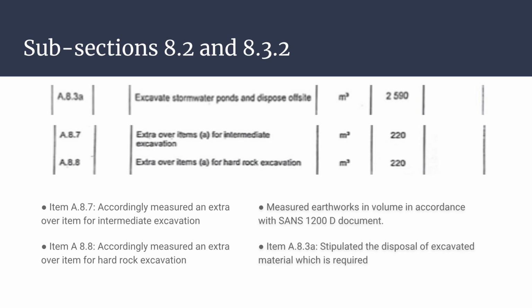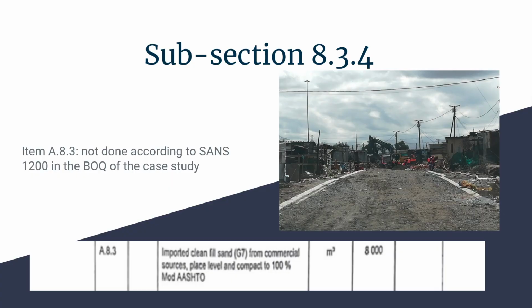Item A 8.3a of the BOQ stipulated the disposal of the excavated material as required. Item A 8.7 was accordingly measured as an extra over item for intermediate excavation, and item A 8.8 was also measured as an extra over item for hard rock excavation. Item A 8.3, which outlines imported fill in the BOQ, was not done in accordance with SANS 1200D subsection 8.3.4, as it should have been measured as an extra over item, but was not.